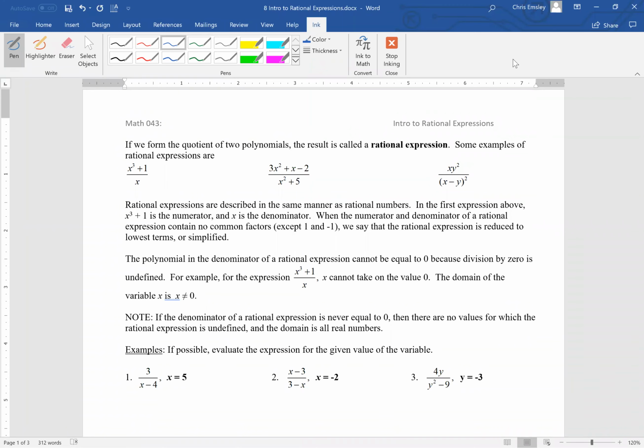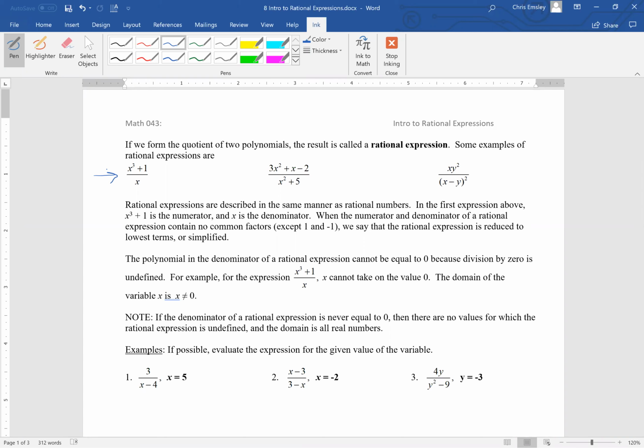In this video, we are going to take a look at rational expressions. We have examples across the top of the page here of three rational expressions, but rational basically means fraction. So when we talk about rational expressions, we're talking about the quotient or division of two polynomials.